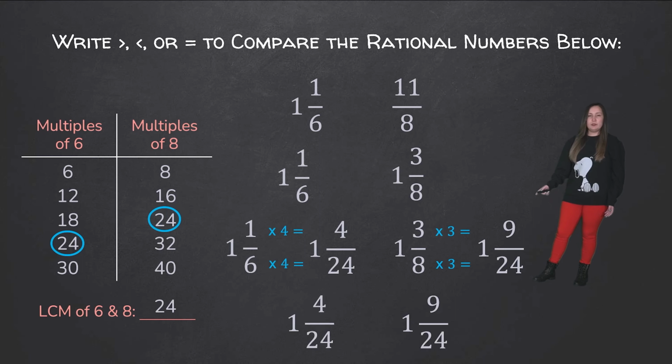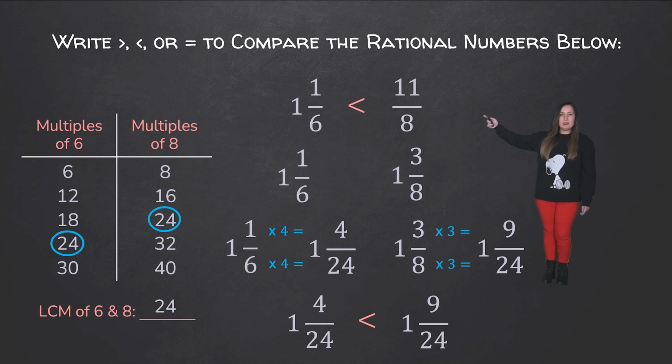Now, we're going to rewrite both mixed numbers with our new fractions that both have a denominator of 24. So we have 1 and 4 over 24, and we have 1 and 9 over 24. Now 1 and 4 over 24 is less than 1 and 9 over 24, which means that 1 1/6 is less than 11 over 8.